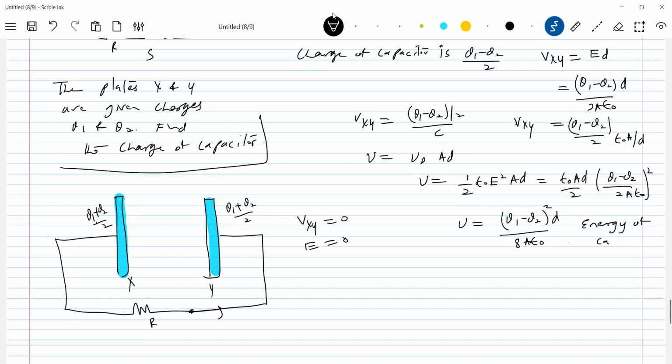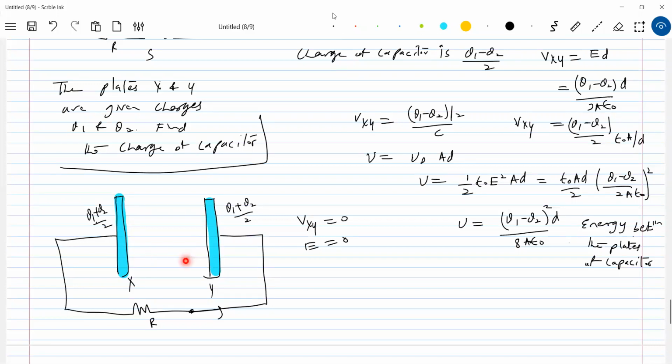Energy of capacitor, or energy between the plates of capacitor. And now what will happen after closing the switch to all that positive charge? So what actually happens? Now you can ask, where does this charge go?